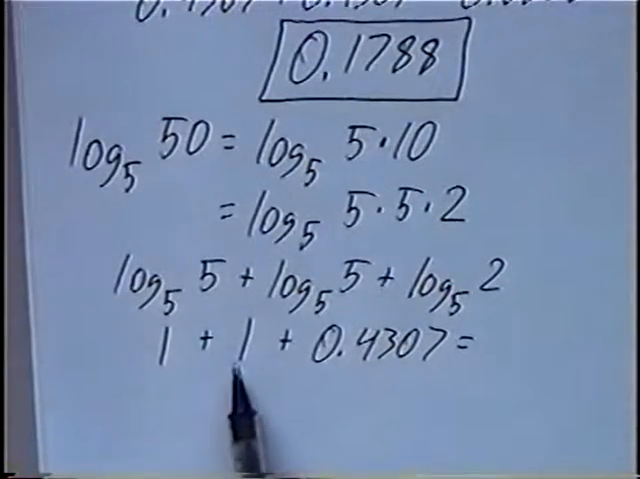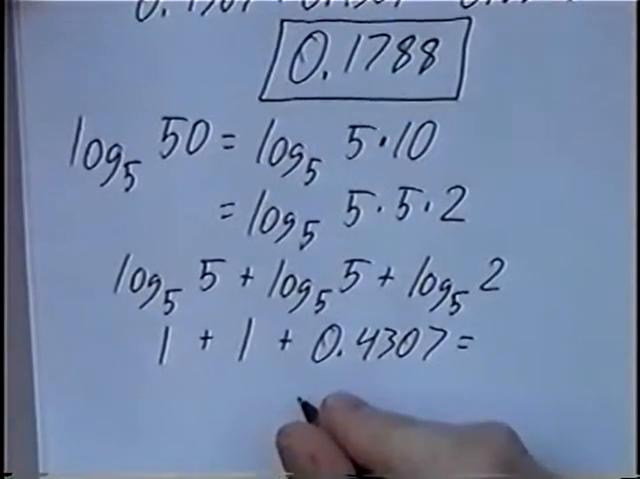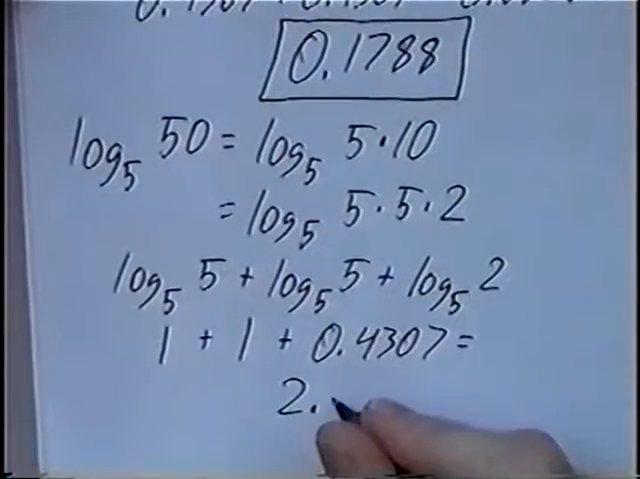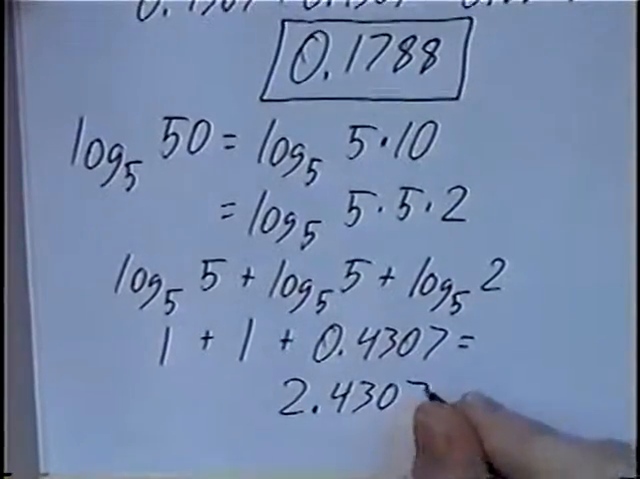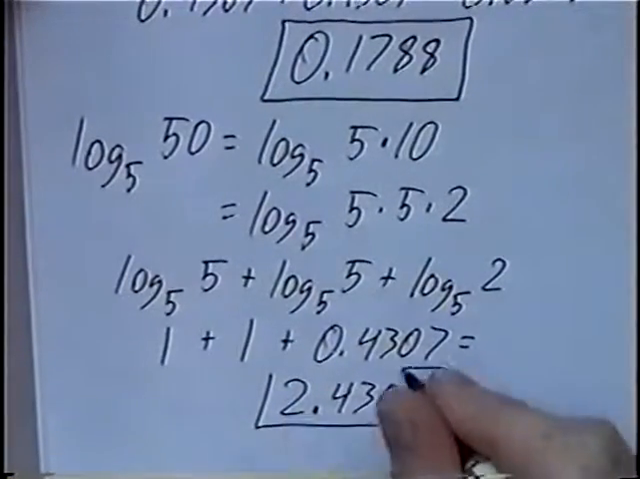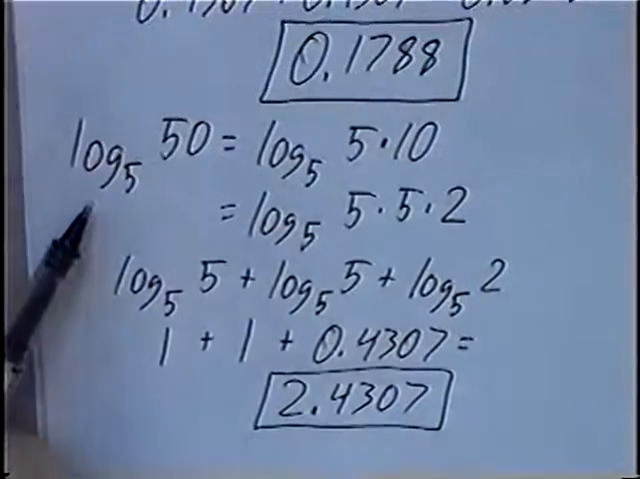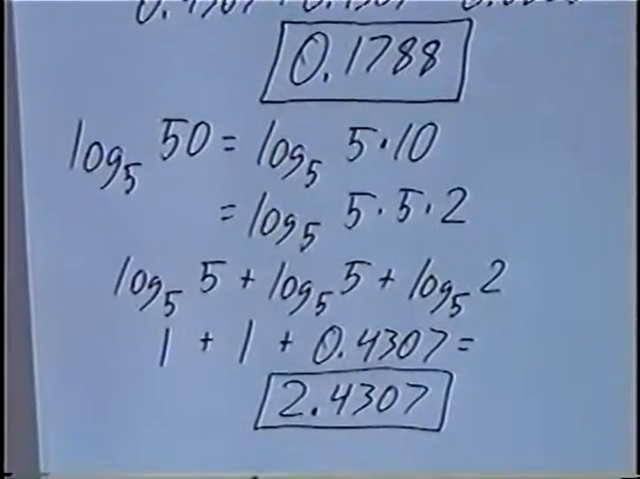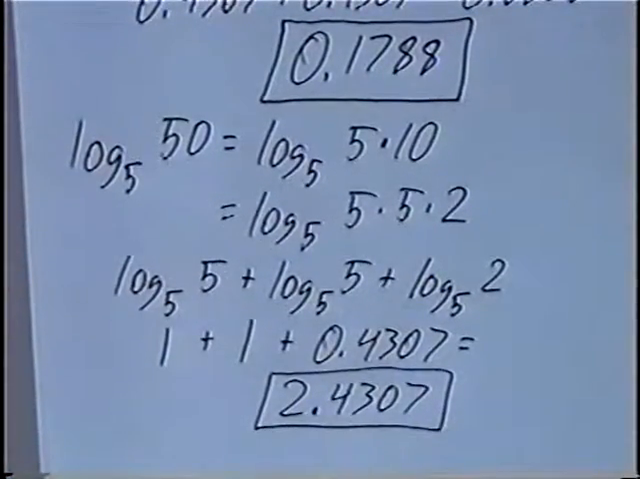Adding together 1 plus 1 plus a decimal, our final answer would be 2.4307. So approximating log 50 base 5 with the given information is approximately 2.4307.